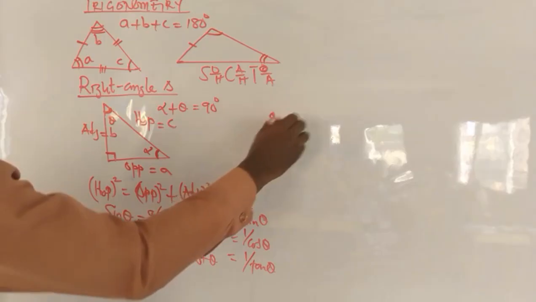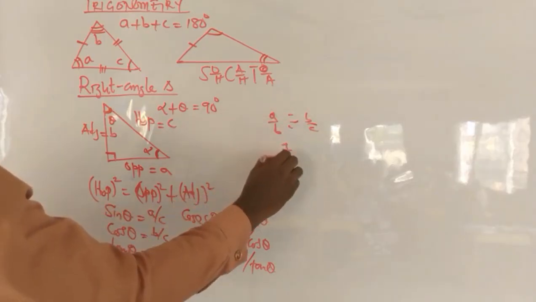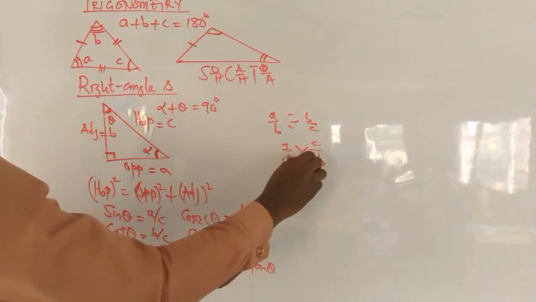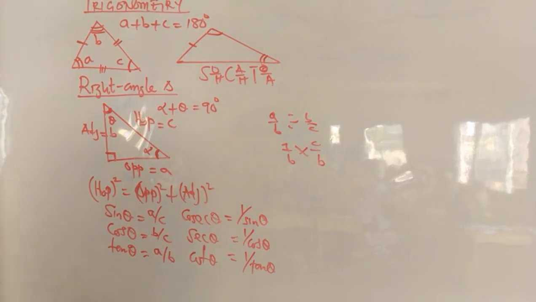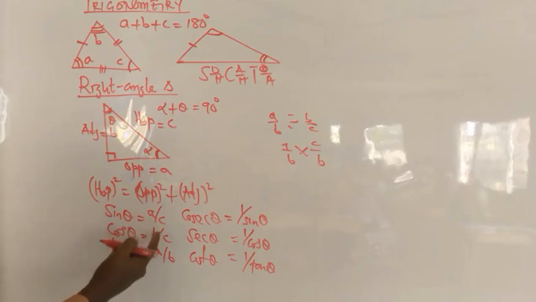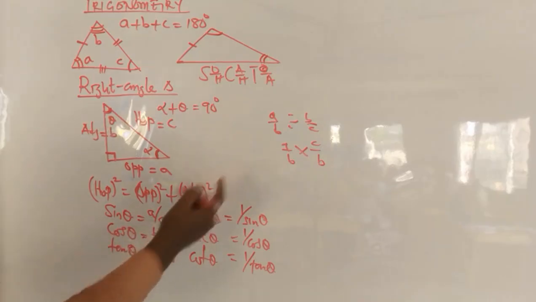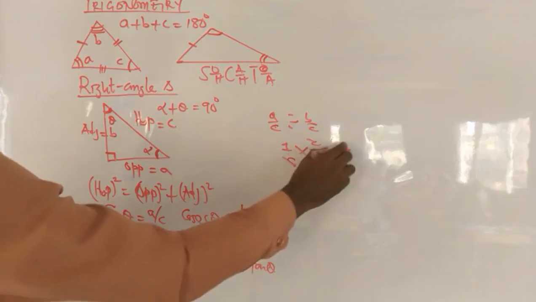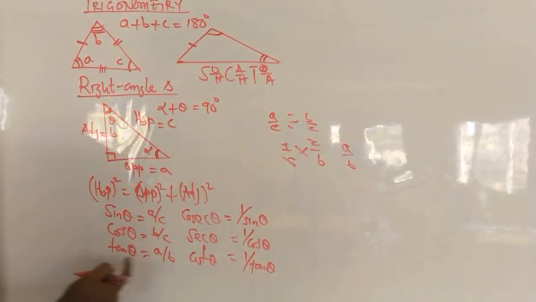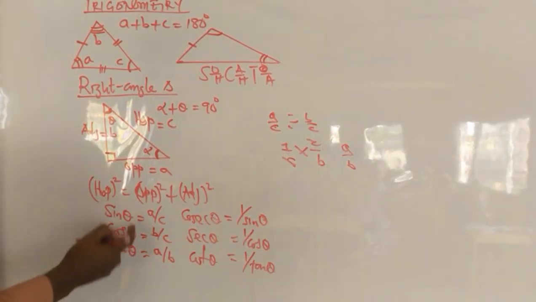Now, if we divide A over C by B over C, instead of writing A over B times C over B, it's A over C times C over B. C cancels, that's A over B. What is A over B? Tan. Meaning if we divide sine by cos, we get tan.